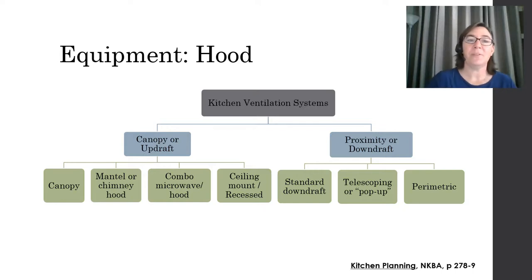So the updraft system is sometimes called a canopy system, and they come in a couple of different types: canopy, mantle or chimney, combo microwave hood, and also a ceiling mount or recessed hood. Those downdraft systems are sometimes called proximity systems. Proximity as in they are very close to the cooking surface. And you can have a standard downdraft system or a telescoping, sometimes called pop-up system. Or there's a newer one called a parametric system. Let's take a look.